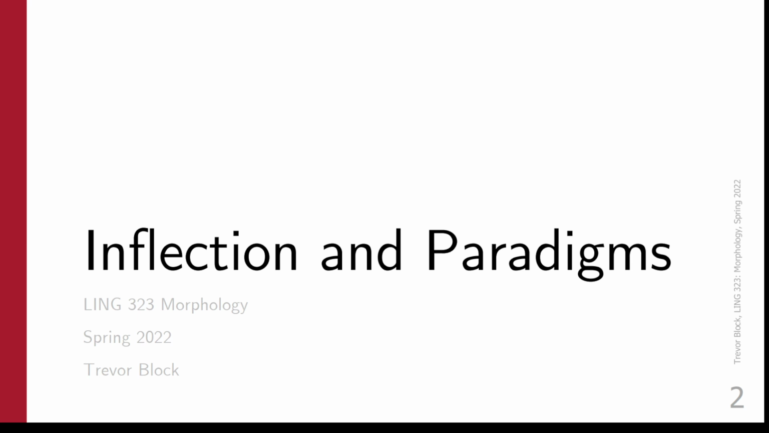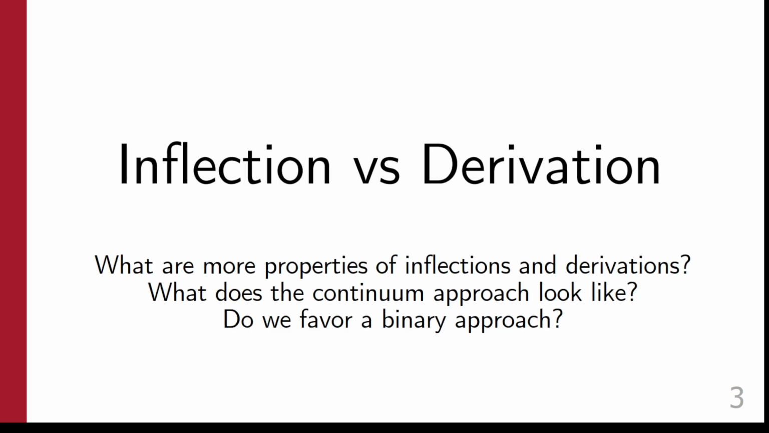This week we're starting inflection and paradigms. So today is basically a much more in-depth discussion about the differences between inflection and derivation and what the binary and continuum approach means for how we think about language in the mind and its implications. So we will review the properties of inflections and derivations that we've seen so far and add some more. We'll see what the continuum approach looks like and ask ourselves if we actually favor a binary approach.